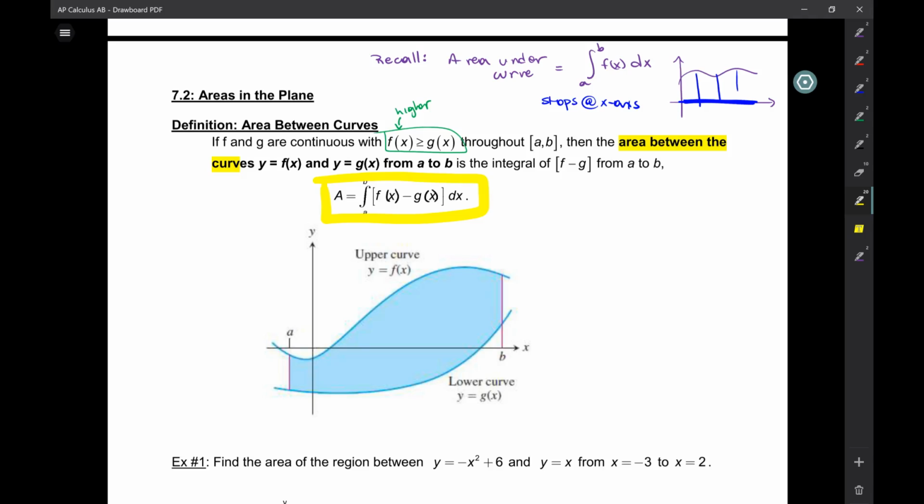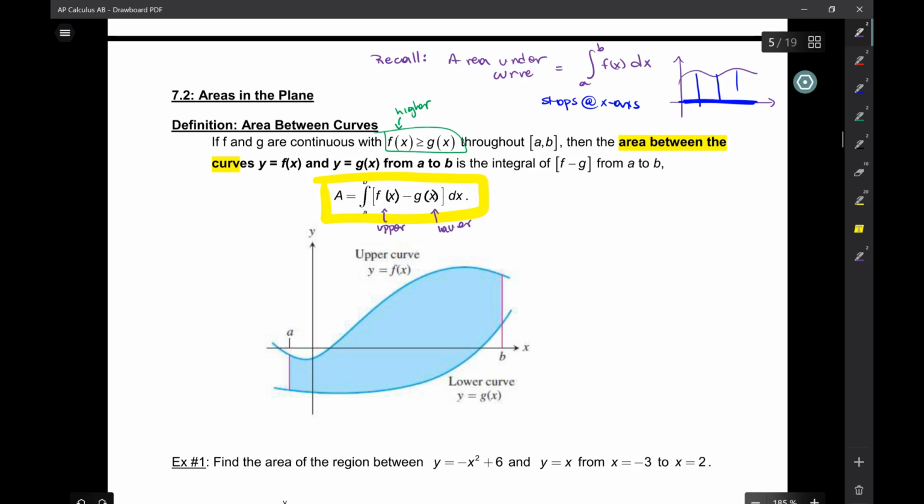So to find the area between two curves, we're going to take the integral from a to b of f of x minus g of x dx. And remember the way we defined it, f of x is the upper curve and g of x is the lower curve, right? Just like you see over here, upper minus lower.